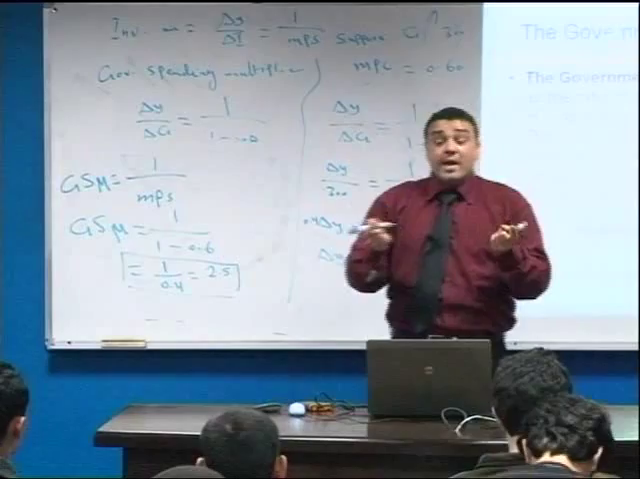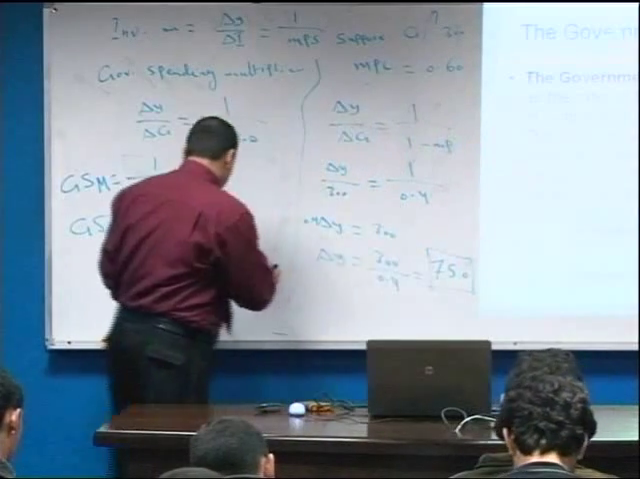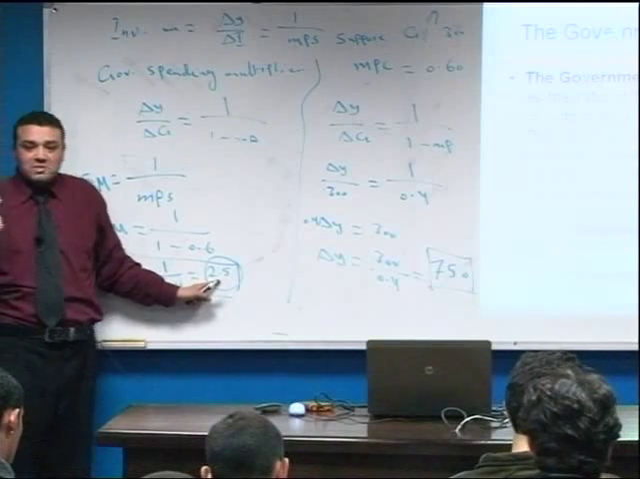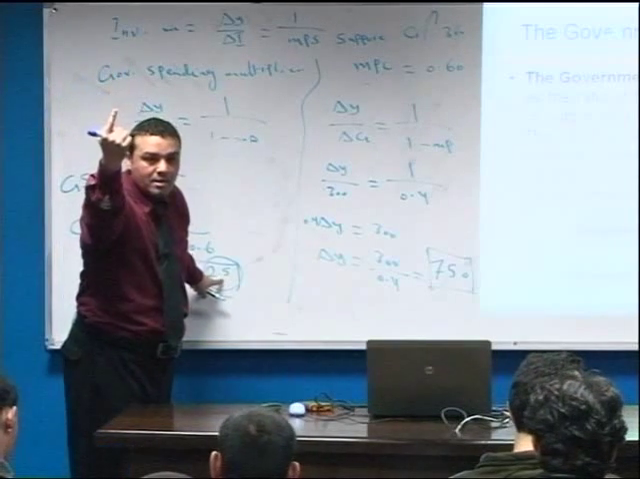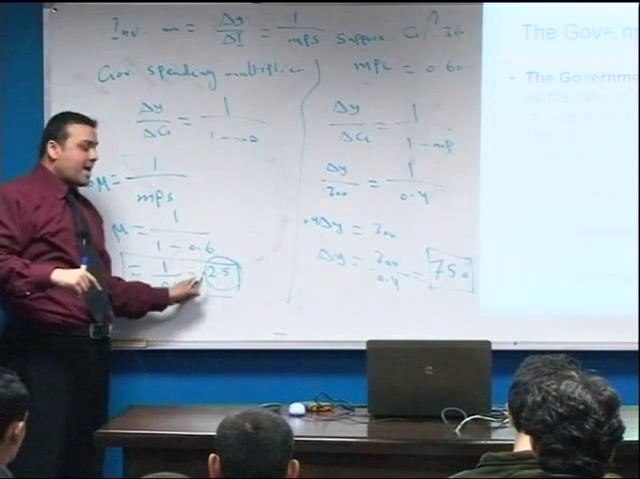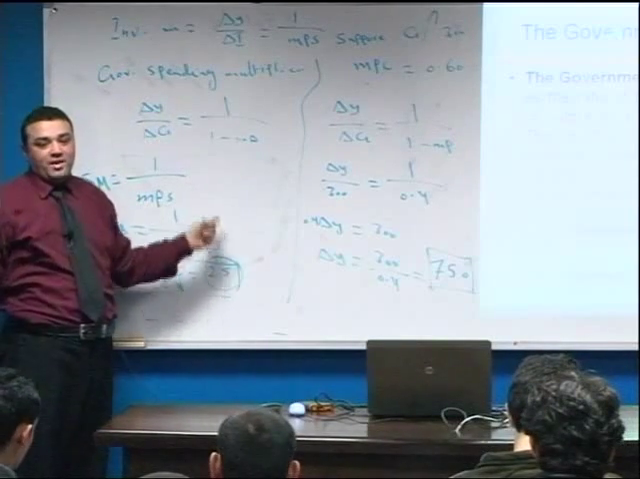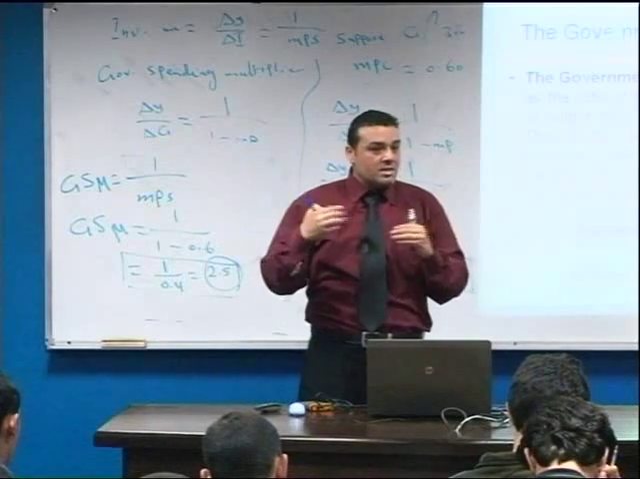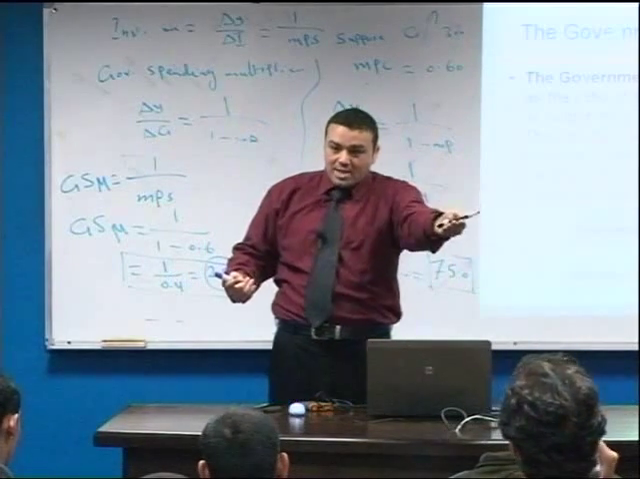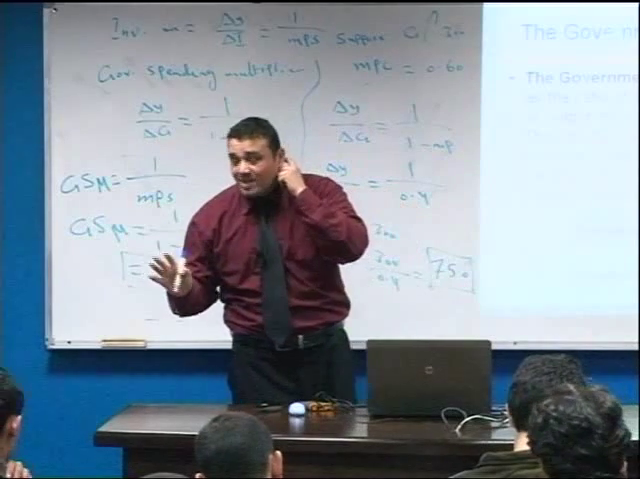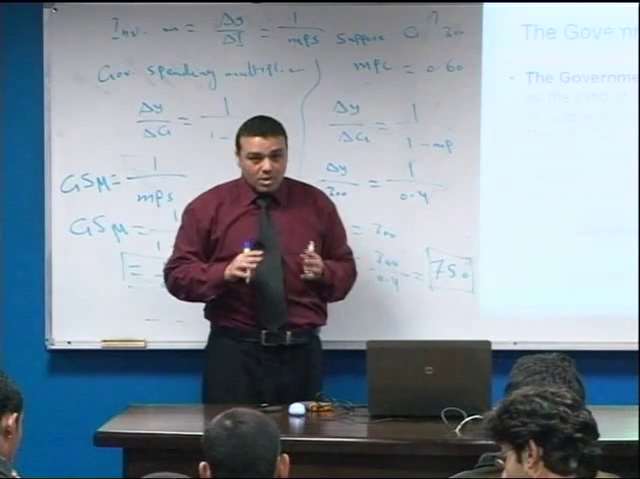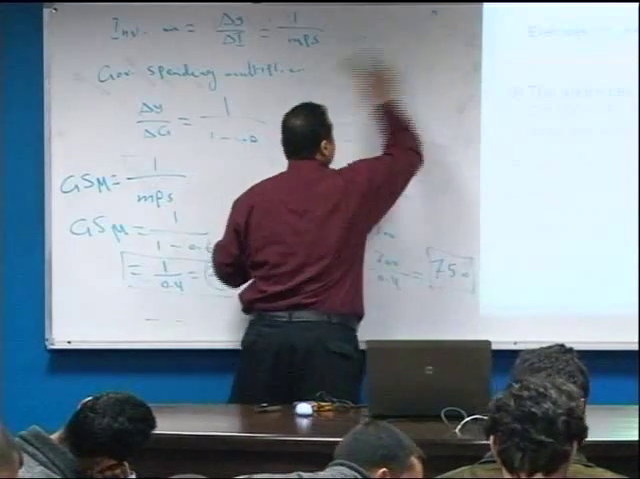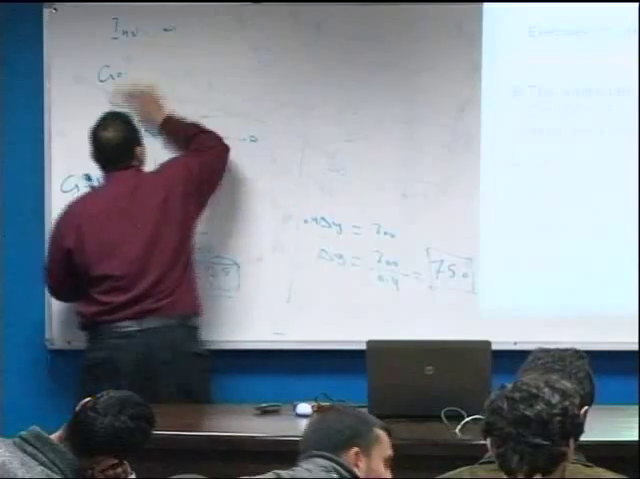This means what? 2.5 means if the government increased its spending by $1, the aggregate output would increase by $2.5. Meaning if the government increased its spending by $1, the aggregate output would increase by $2.5. Okay? Is it clear or not clear?